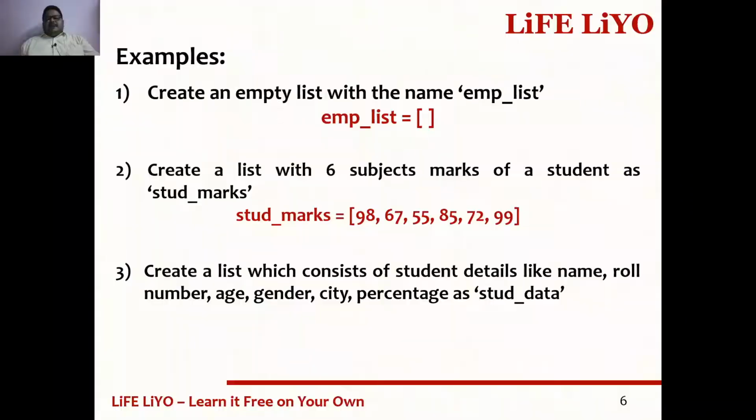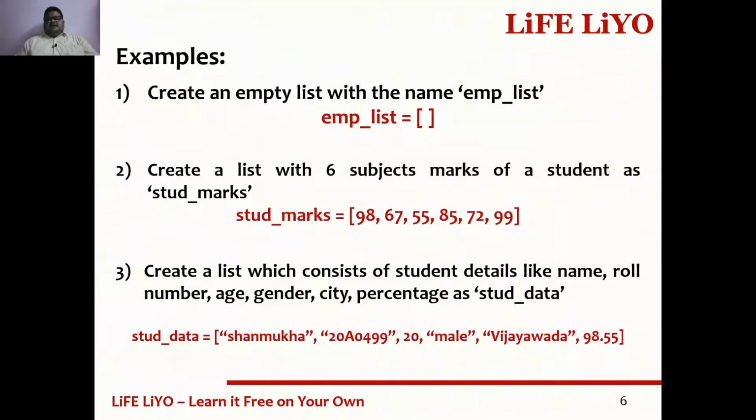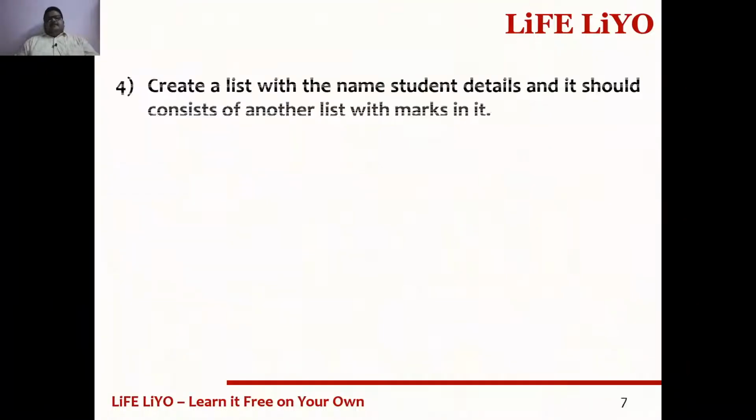So this list consists of a string, an integer, a string, and a floating value. So it is nothing but a collection of different elements of different data types. Yeah, same thing. Next, another one.